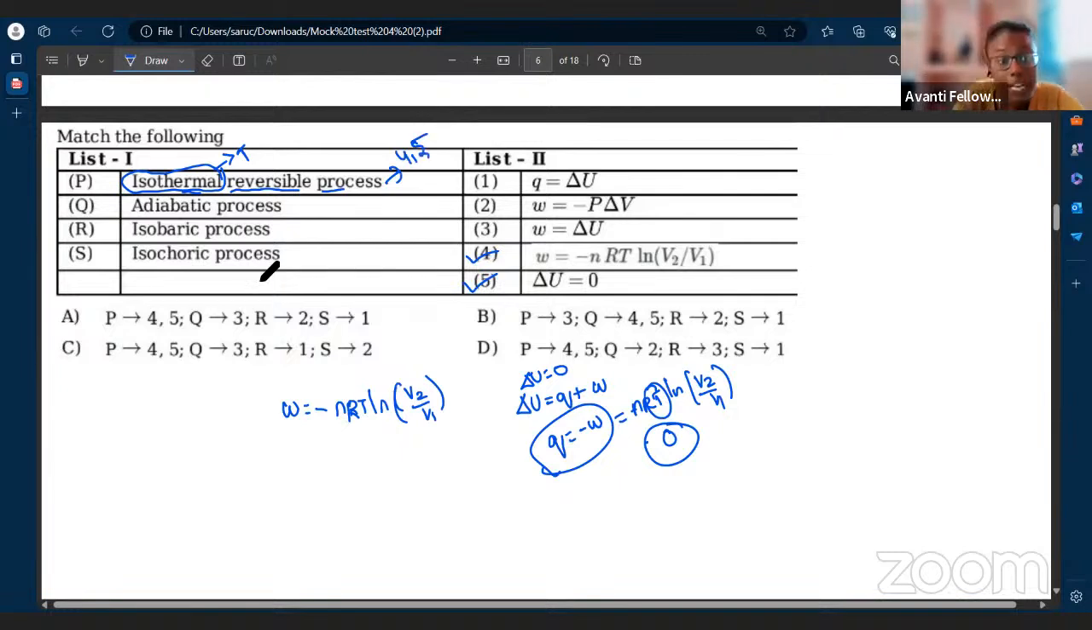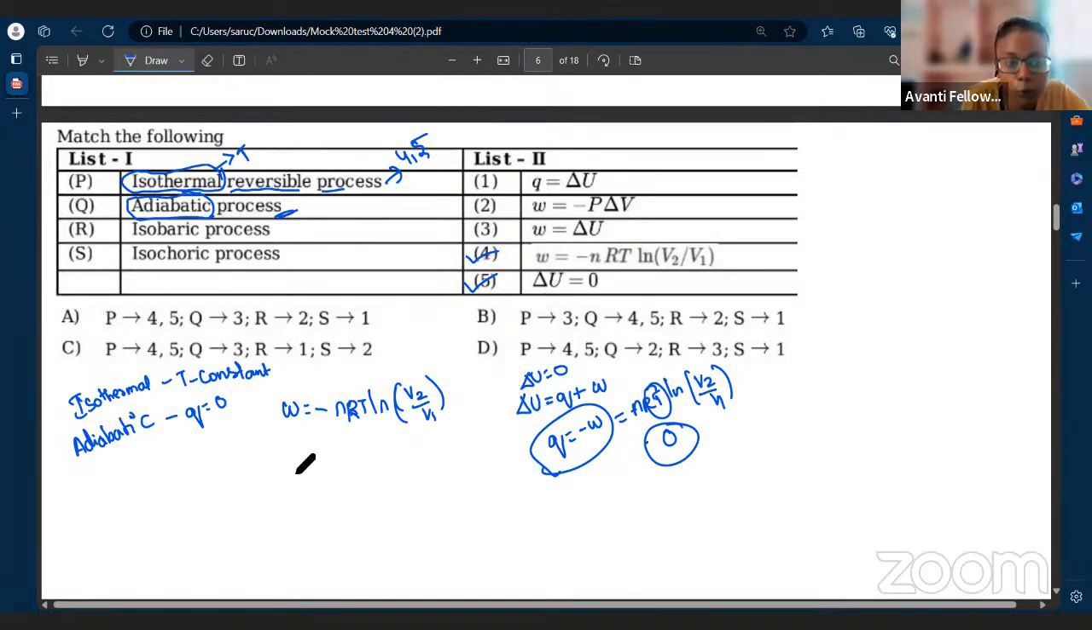Very good. Now, adiabatic process. What would be the equation for an adiabatic process? Which is going to remain constant for an adiabatic process? For isothermal, temperature is constant. For an adiabatic process, which will remain constant? Very good. Q is equal to 0.